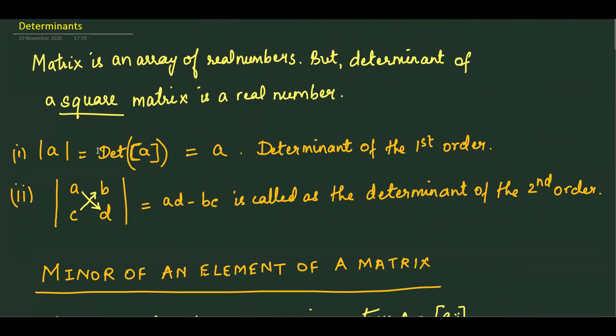So the very first thing is we discussed that the determinant of a number, just a single number, is the number itself. This is called the determinant of the first order.